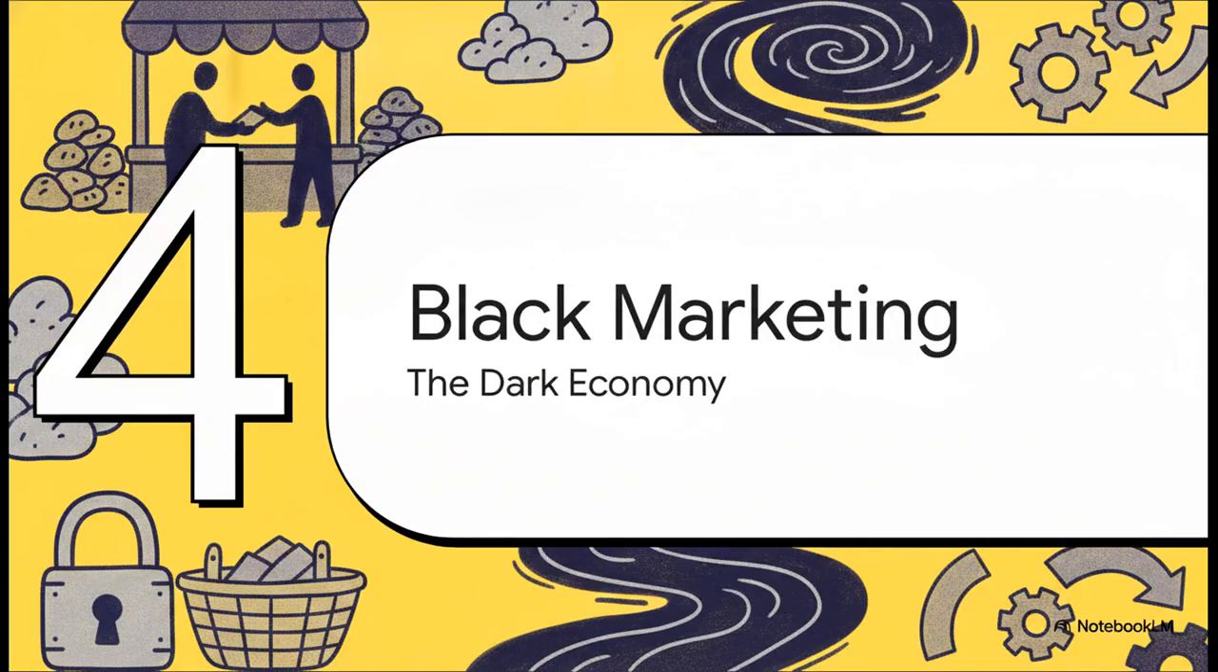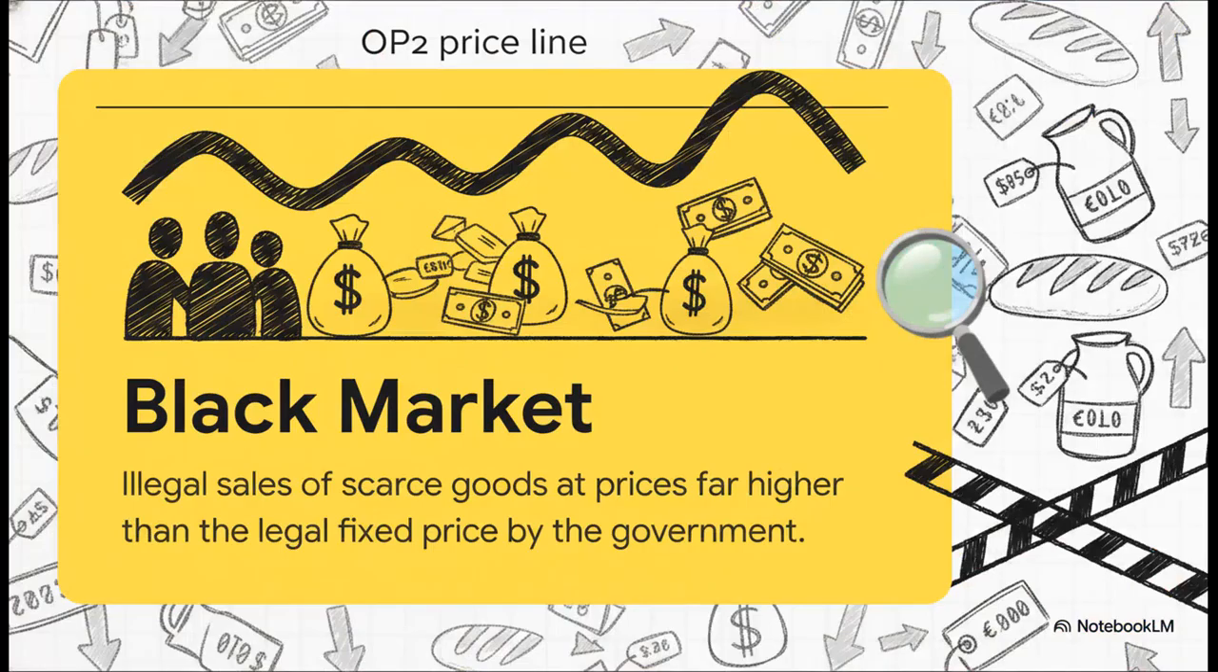And finally, Part 4. Black Marketing. A black market is exactly what it sounds like. A market where goods are sold illegally at prices far higher than the legal limit set by the government. Remember, the government strictly forbids any transactions above that OP2 price line. So, anyone willing to pay more and any seller willing to charge more has to take their business completely underground.